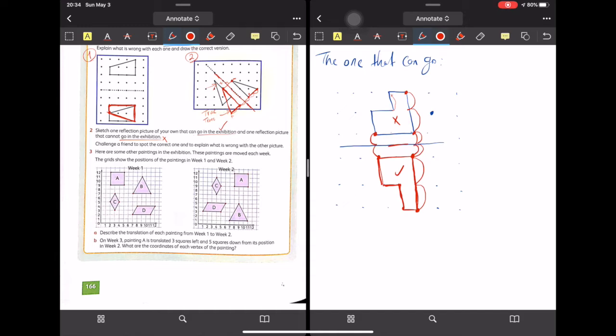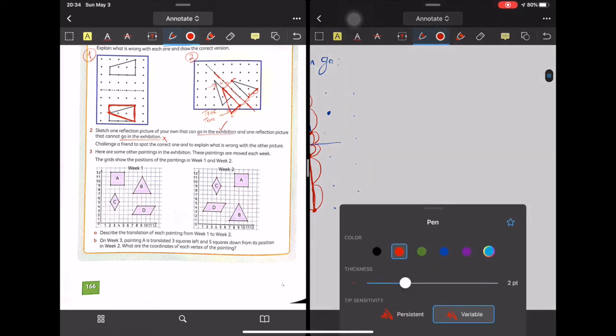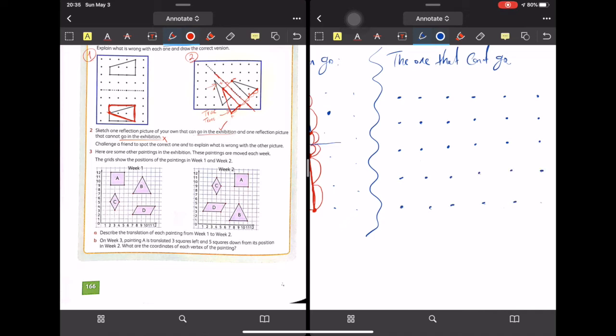So let's try another one, which is false. Okay, so we say the one that can't go. I'll have the pegboard again. I'm sorry if they are not equally distributed because I try my best doing it by hand, and that's enough, I think. Okay, let's choose a shape like this one.